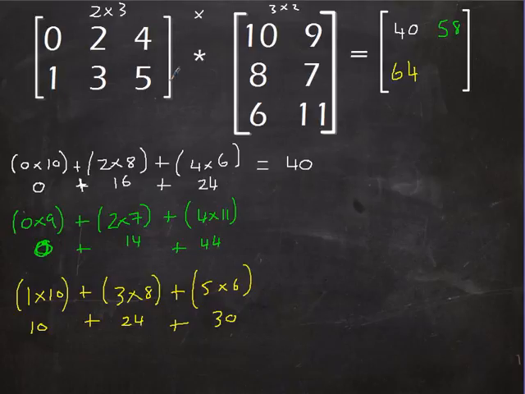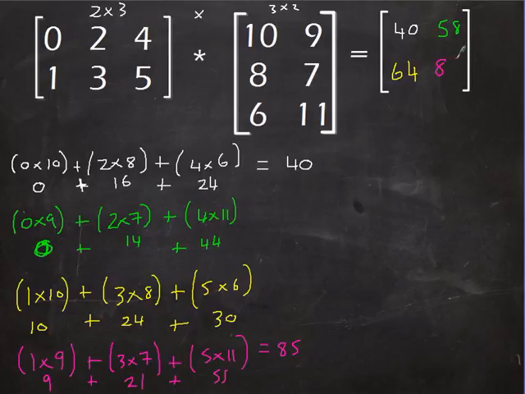So we'll do the bottom row multiplied by the right hand column, and that gives us, of course, one lot of 9 added to 3 lots of 7, and then we add that to 5 lots of 11. So that's 9 plus 21 is 30 plus 55 is 85. I didn't put these answers, I put them straight in the matrix. So that is how you multiply matrices.